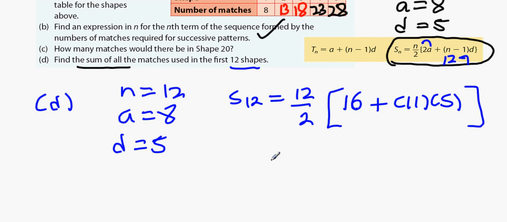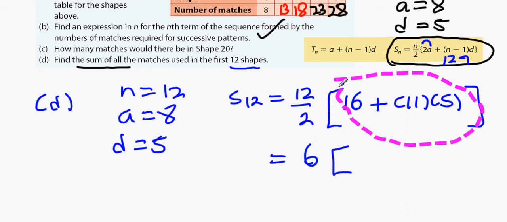Then all we got to do is multiply this out, so that's 6 on the outside. Put this part into your calculator. 16 plus 55 there is going to get you 71, so it's going to be 6 times 71, and you're going to get 426. So the answer for the first 12 series is 426.